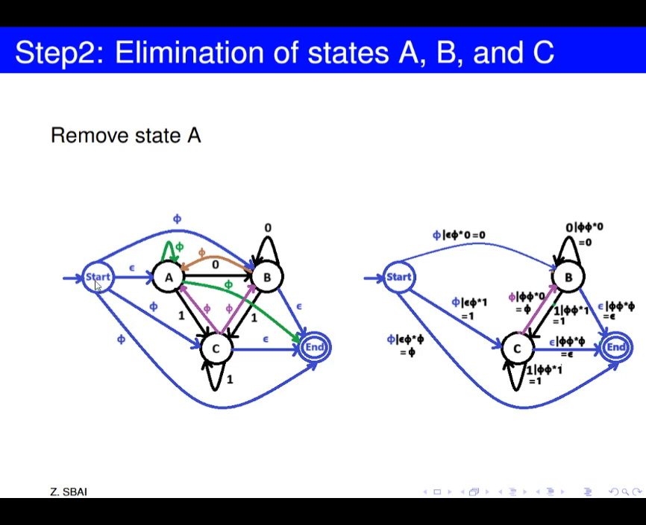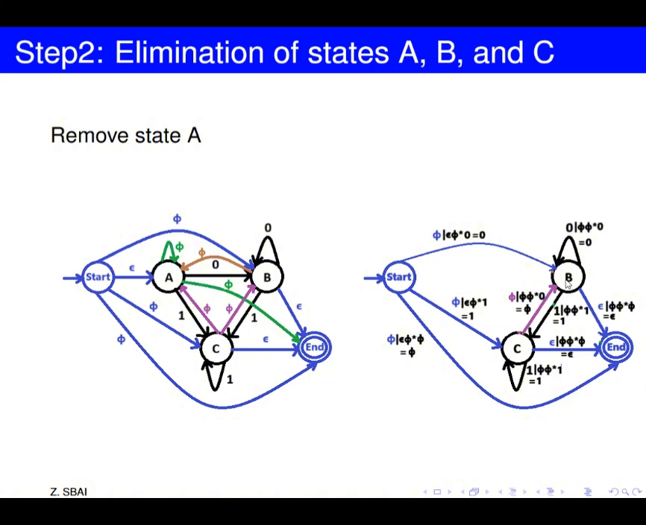Now let's take the transition between start and end. We will have two possible ways. The direct one, in which we have the empty set regular expression, and the way if we pass through A. Through A we will have epsilon, then empty set star, then empty set. And in this case, empty set concatenated to anything will be empty set, and the result here will be empty set.